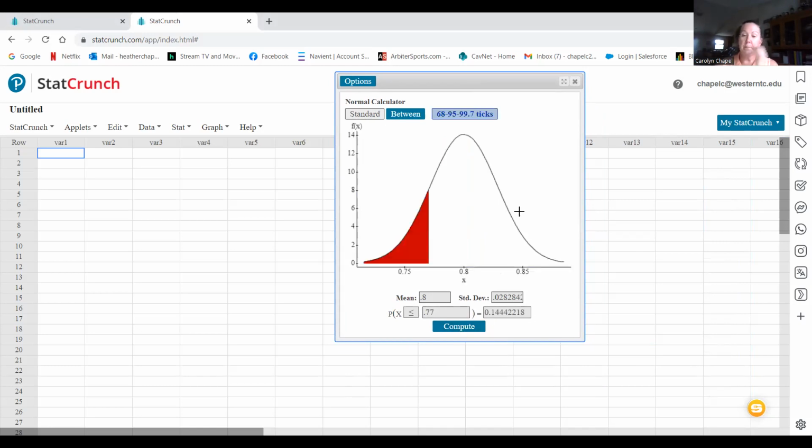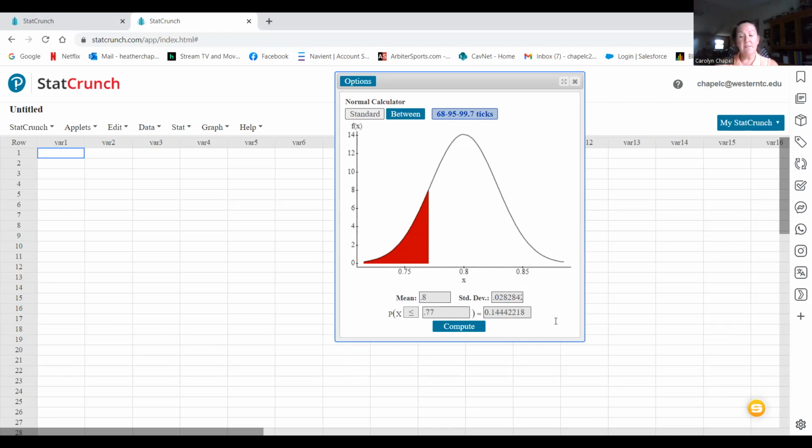And the nice thing about StatCrunch is it does give you that picture that we had drawn earlier with the 0.8 in the middle, 0.77 on the left-hand side. We were going less, so we shaded that region. And there is our 0.1444218, which is what we did see in Excel. It is slightly different than what we had using our table, and that is all due to rounding.